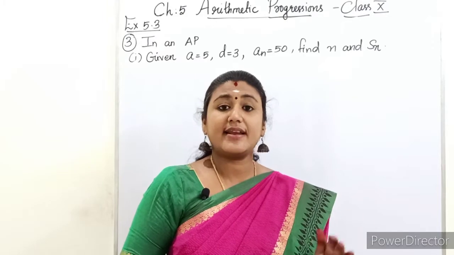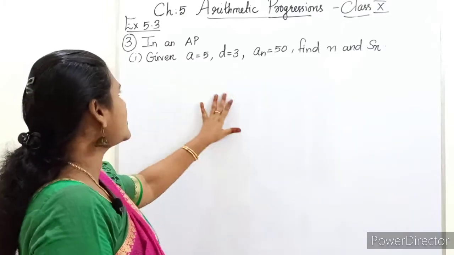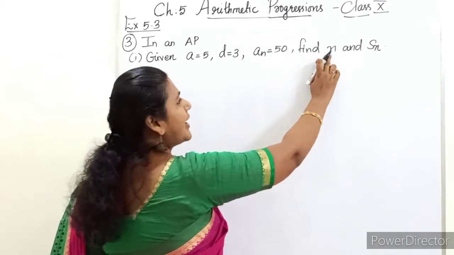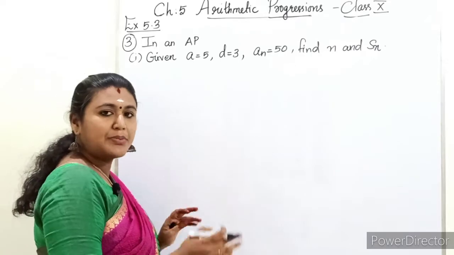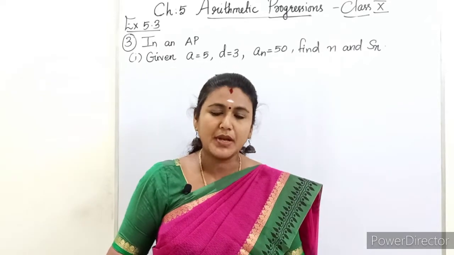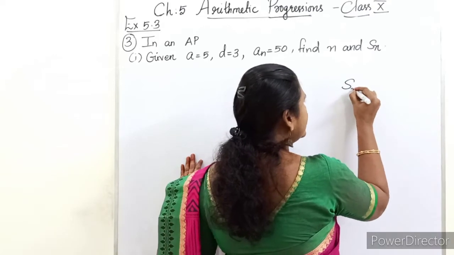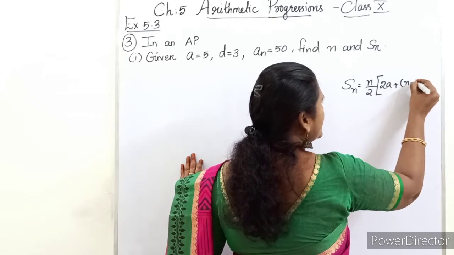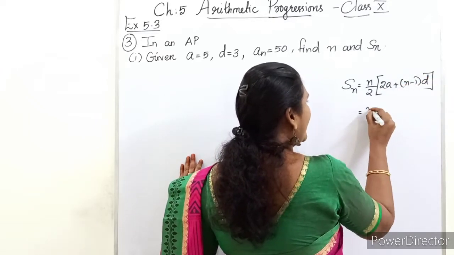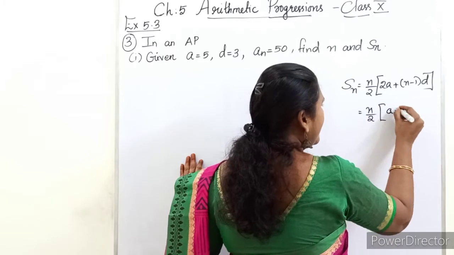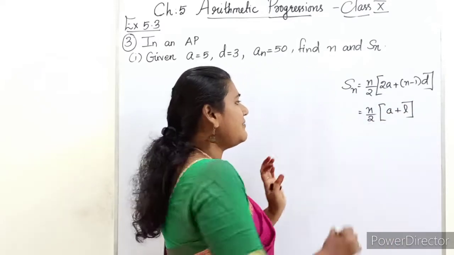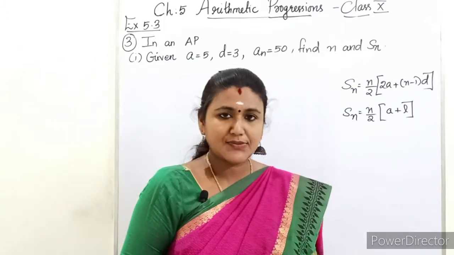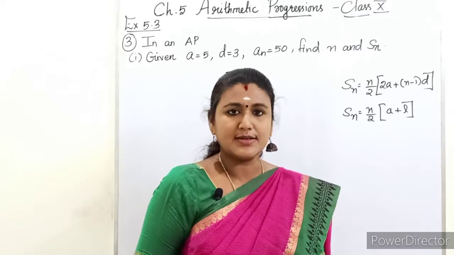So in the third question there are 10 subdivisions. Here in the first question A, D and AN values are given. We have to find N and Sn. In the previous video we learned the formula for finding Sn. Sn is equal to N by 2 into 2A plus N minus 1 into D. We have one more formula, N by 2 into A plus L. If the last term is given, we can use the second formula. So these are the two formulas for finding the sum of first n terms of an AP.